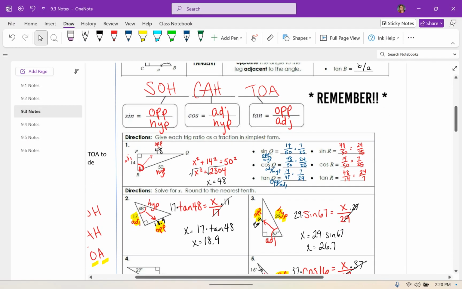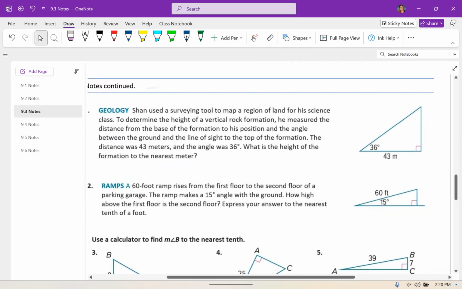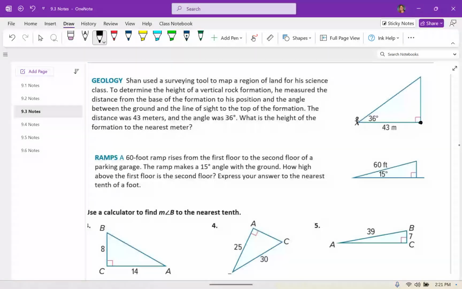So, moving along. Geology. Shan used a surveying tool to map a region of land for a science class. To determine the height of a vertical rock formation, he measured the distance from the base of the formation to his position. So from the base of the formation to his position is 43 meters. And the angle of his vision to the top of the rock formation is 36 degrees. So what is the height?